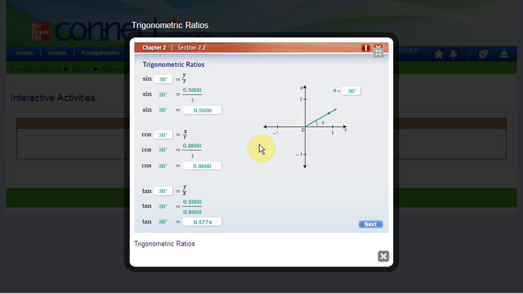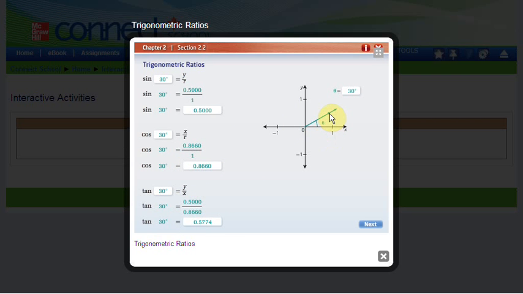Taking a look at sine 30, we have y, which is 0.5, divided by r, which is 1, so we have 0.5. And then there's cosine of 30, which is the x value, 0.8660, divided by 1, which kind of makes sense, right? If you remember, that's the same thing as root 3 over 2. Go to your calculator, punch in root 3 over 2, and you should get 0.8660. And there's also tangent 30, which is just y over x, so 0.5 divided by 0.866 is this decimal, 0.5774. And that's the same thing as 1 divided by root 3. So I think everything holds for 30 degrees.